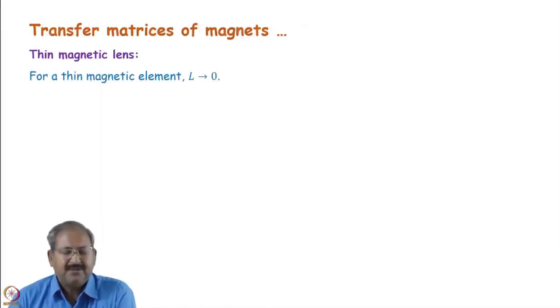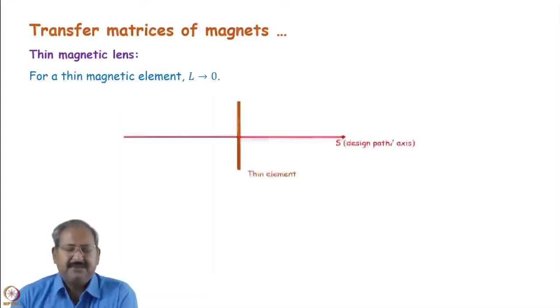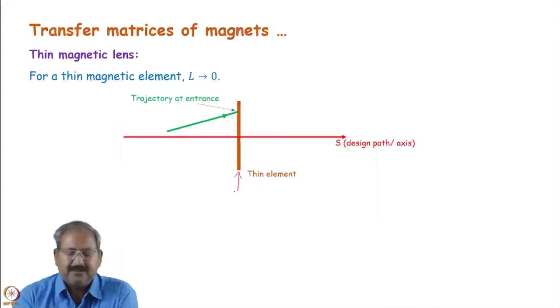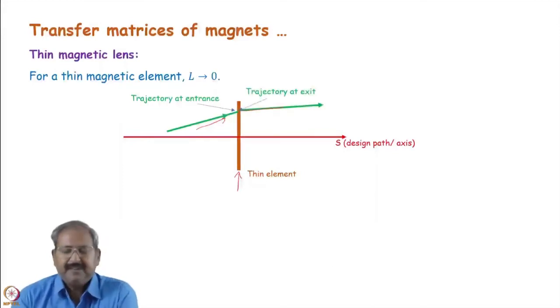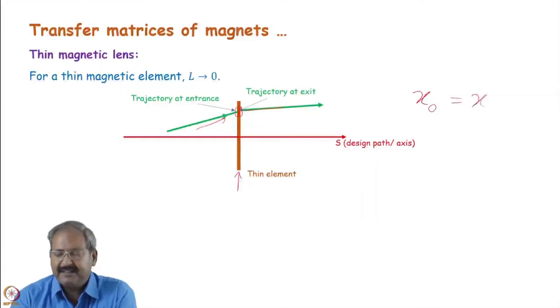Now sometimes we take a very thin magnetic element in our calculations, so L tends to 0. In this case, what should be the transfer matrix of this thin magnetic element? Here we will consider a thin quadrupole. So the trajectory enters here. This is the location of the quadrupole. As the trajectory enters, it bends like this. At the entry of the trajectory at this thin length of element and at the exit, you cannot distinguish x. Means x at the entry will be equal to x at the exit.